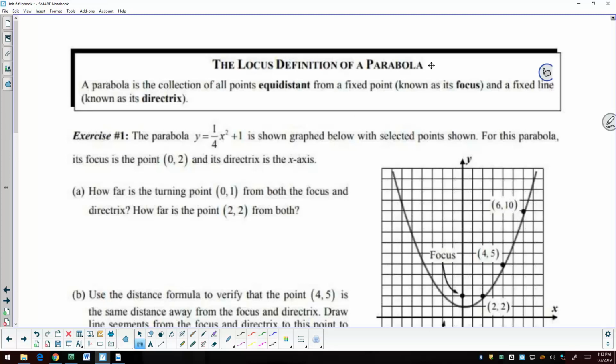So first things first, remember parabolas are the graphs of quadratics, so they look like U's. And it involves 2 special things. One of them is a point. It is known as the focus. The focus is a special fixed point that any point on the parabola is the same distance to the focus as it is to the directrix, which is a fixed line. It's always going to be a horizontal line.